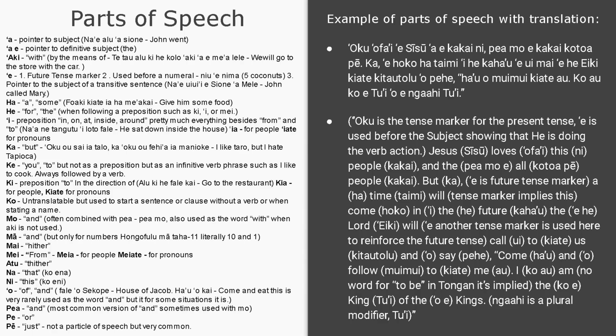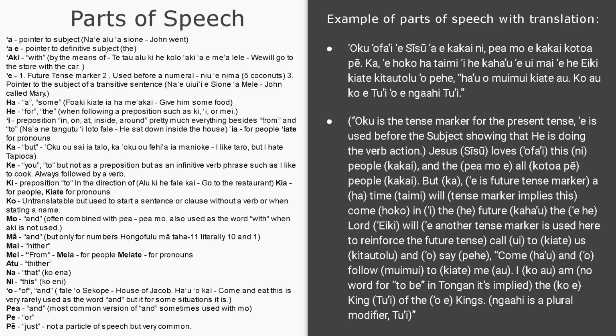Ma, with a fakatoloi over the A to make that A sound longer. This is only used for numbers, but it means and. So hongofulu ma taha is 11, but it's literally the number 10 and the number 1. Literally 10 and 1 meaning 11.